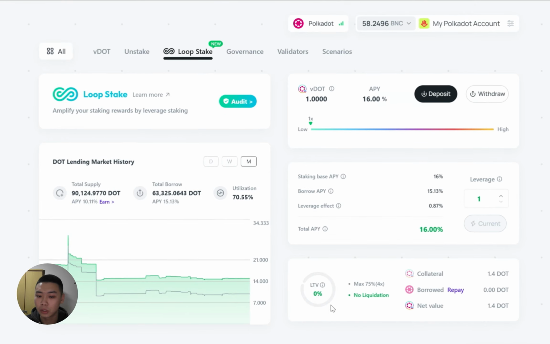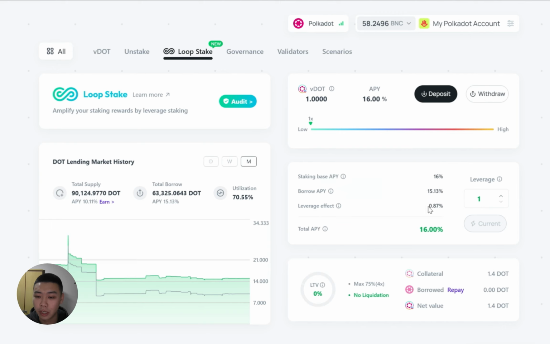Right now we see the information is changing because the funds came in. The balance of our V DOT as a principal is 1. And we see here a bar from low to high. It means the leverage multiple that you are holding. The second box indicates information about the current APY of the leverage. The staking APY is the V DOT yield-bearing APY, and naturally it is 16%. And the borrow APY is what you need to pay in this lend and borrow market. So the borrowing interest rate is 15%.